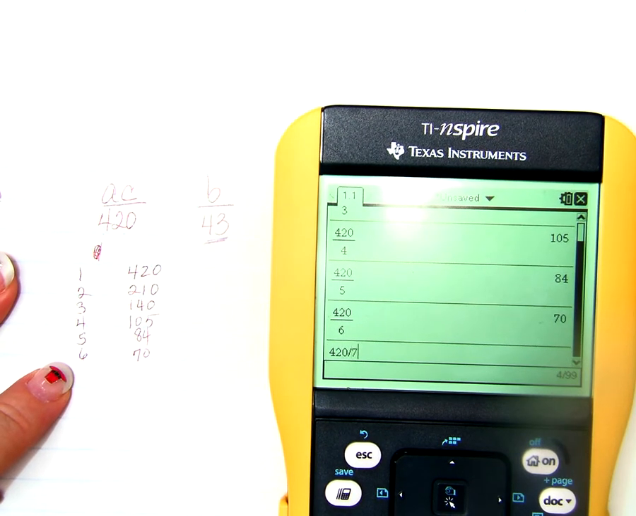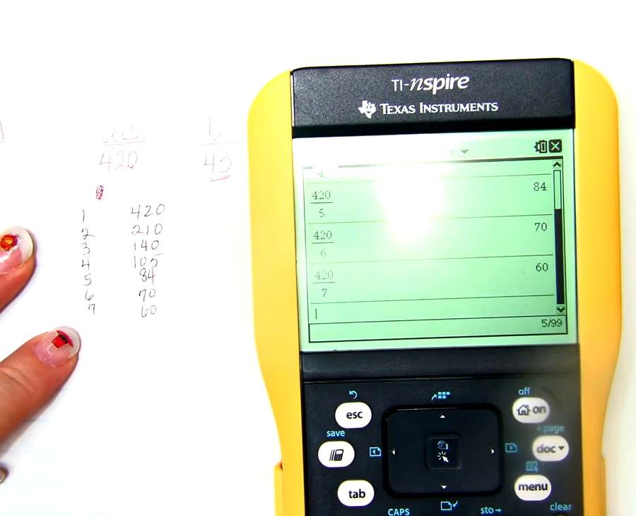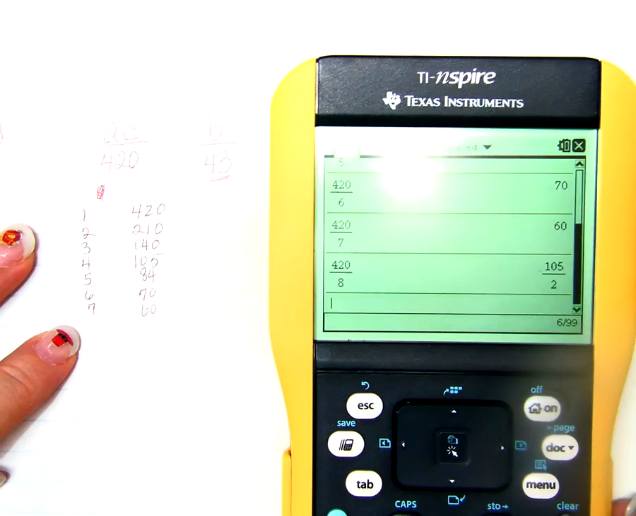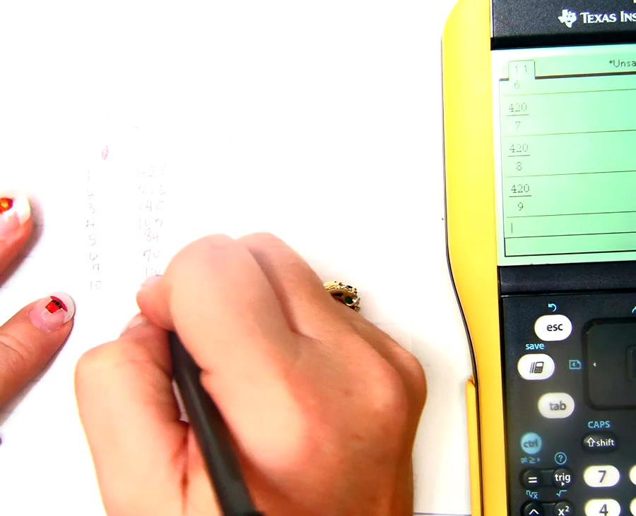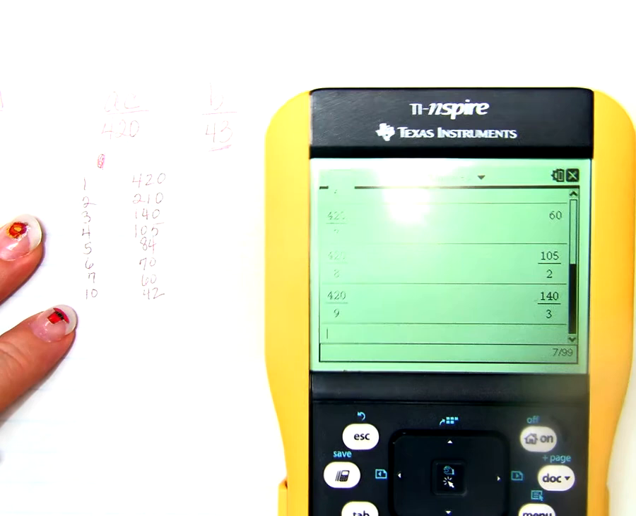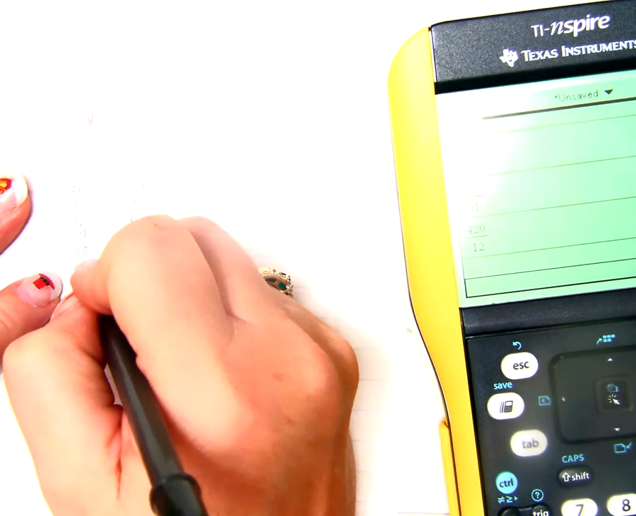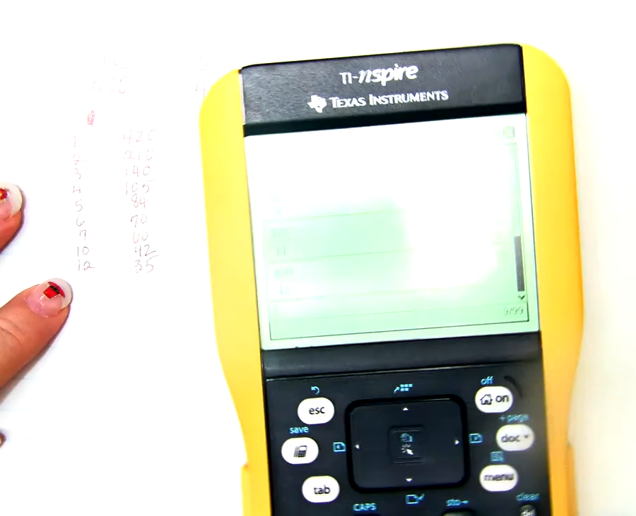420 divided by 7. So 7 and 60. 420 divided by 8. That doesn't work. That's a fraction. Okay, 420 divided by 9. Nope, not divisible. 420 divided by 10 is 42. We're getting closer. 420 divided by 11. Not divisible evenly anyways. Divided by 12. 12 and 35. If I add those together, I get 47. So again, I'm getting closer.